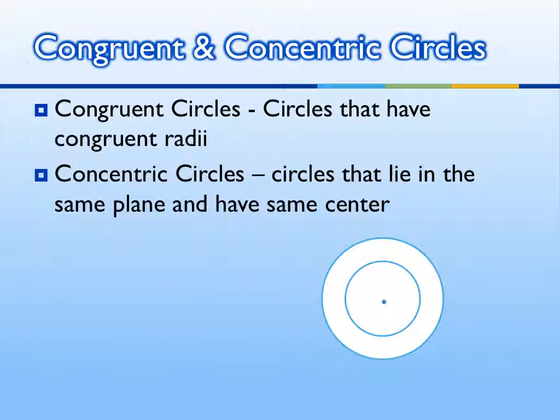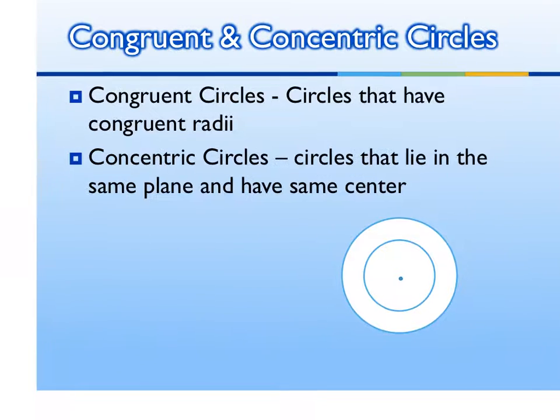Next, we're going to learn about congruent and concentric circles. Congruent circles are circles that have congruent radii. Concentric circles are circles that lie in the same plane and have the same center.